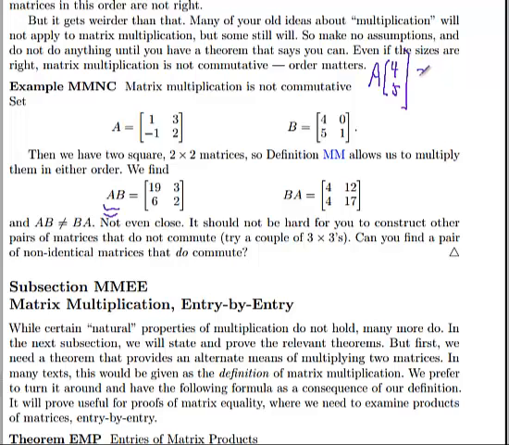Let's see how that works out. If I take the matrix A times 4, 5, it's going to be 4 times 1, minus 1, plus 5 times 3, 2.